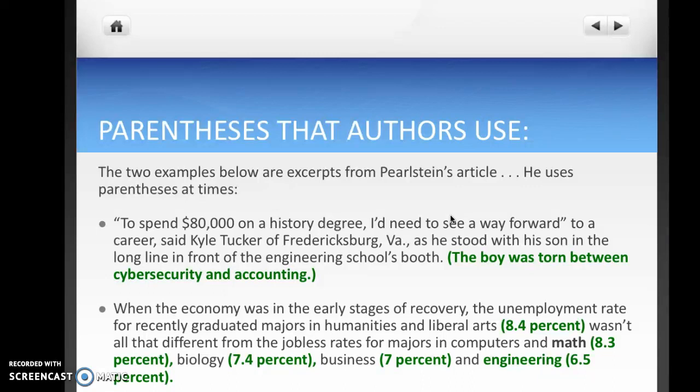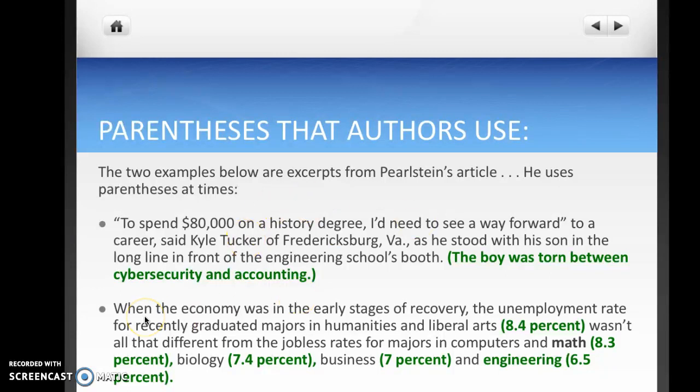The way that Perlstein is using parentheses here is he's just saying this extra piece of information under his breath. He's saying it as an aside to all the other information he just provided. Like, by the way, he was kind of interested in these two areas for studying.